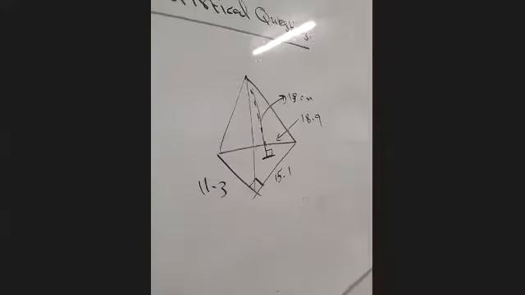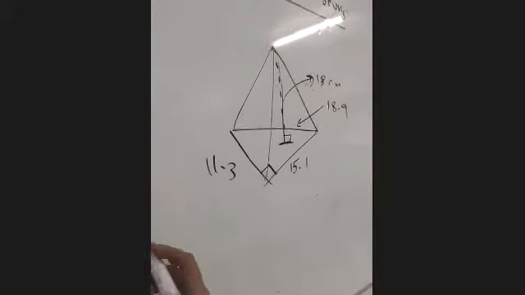This is 18 centimeters, 15.1. This is 18.9. This is 11.3, and this is a right angle here. You see it? Yes, I can see it. This is question 10 in the online assignment, guys. Let's do the surface area here.